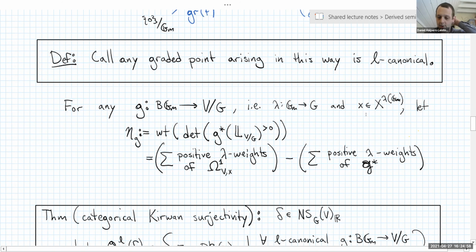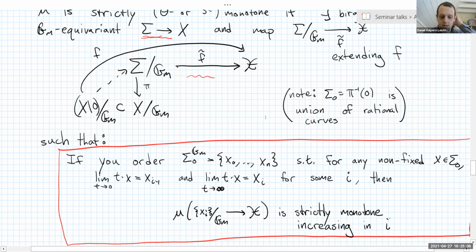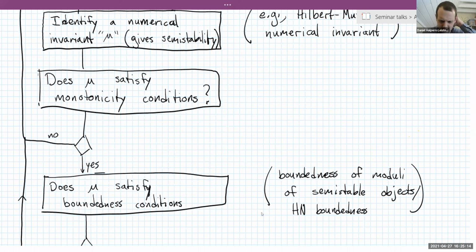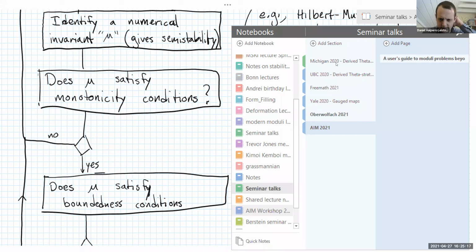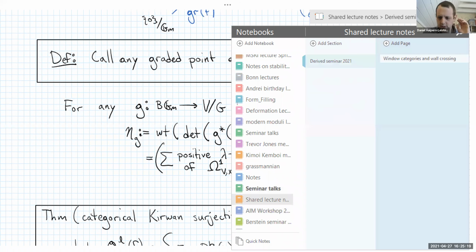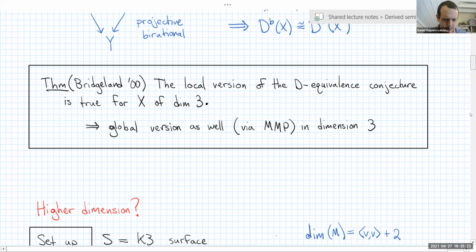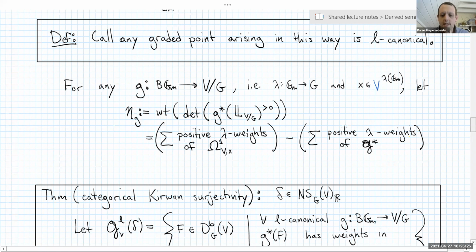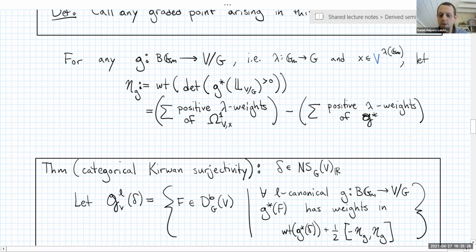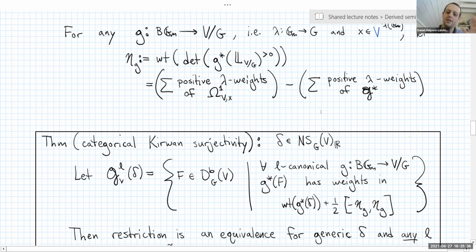But that's just a fancy way of saying that I have this point, and I take all the positive lambda weights in the cotangent space of that fixed point, and I subtract the sum of the positive lambda weights in the dual of the Lie algebra. That's a number. It's just an integer.